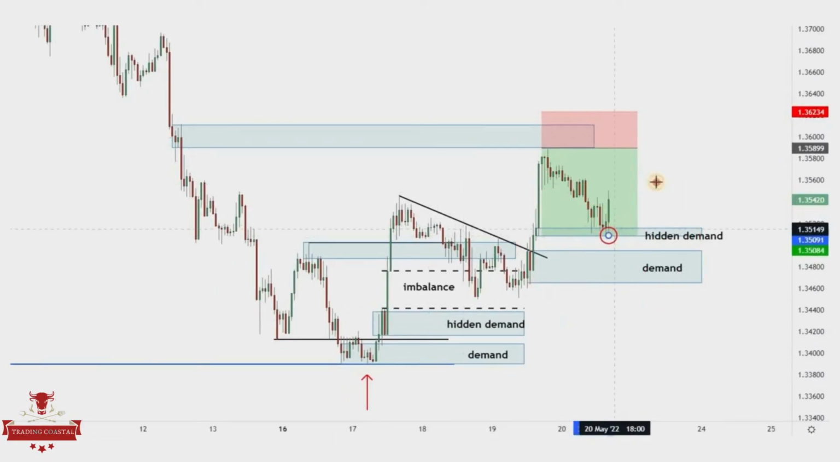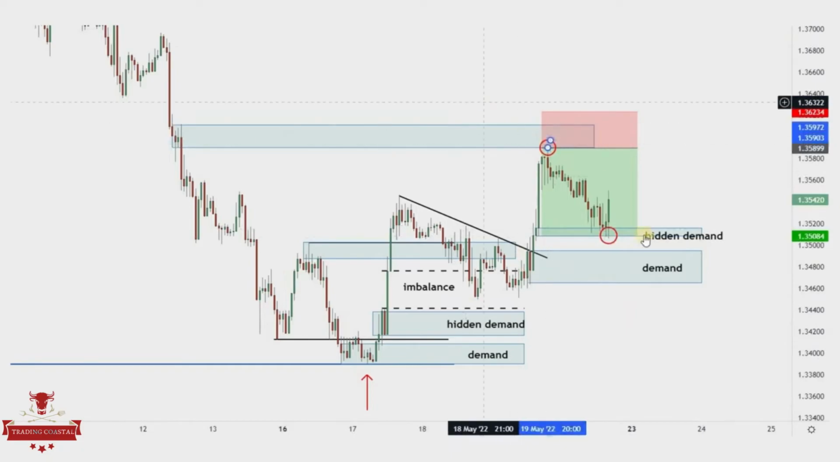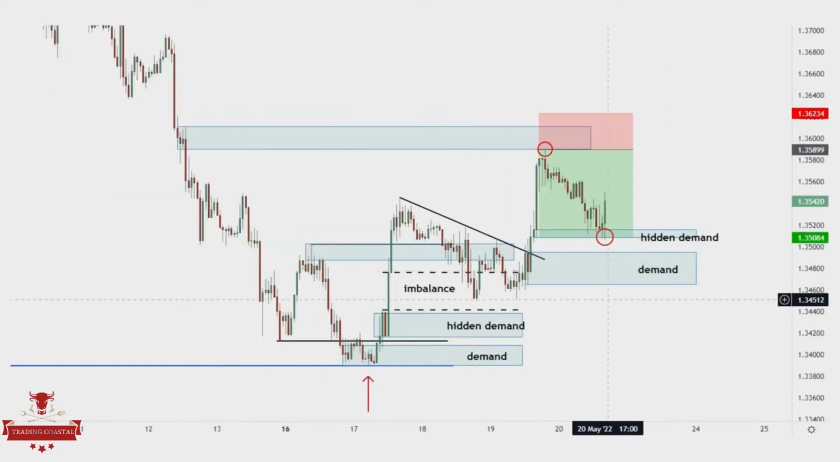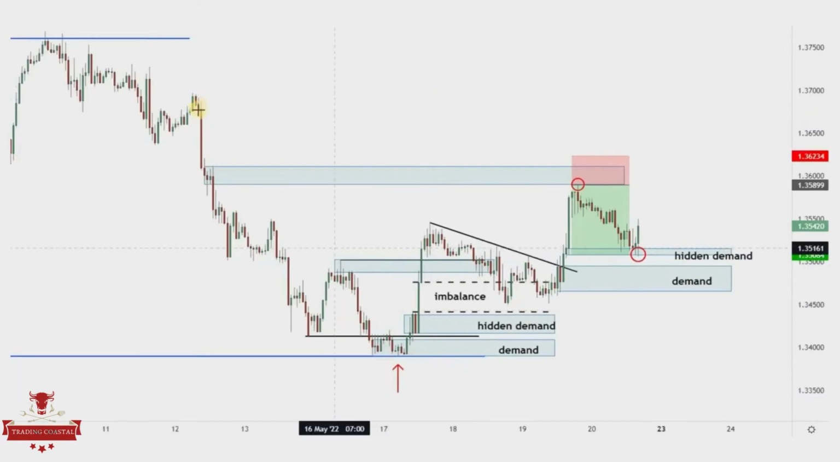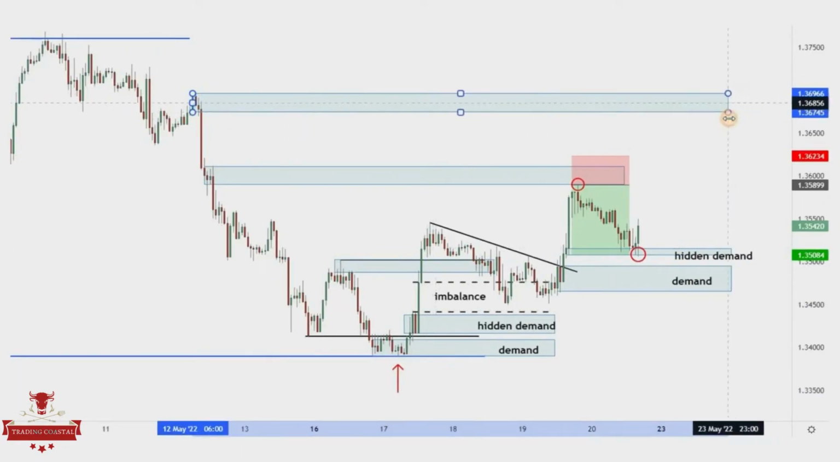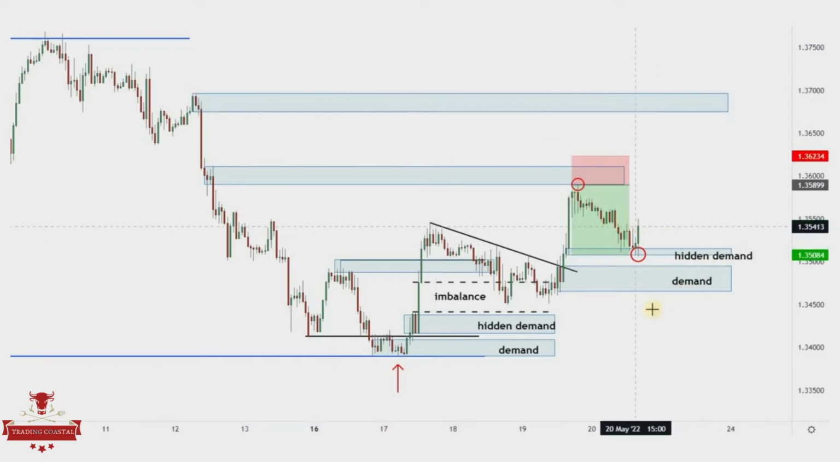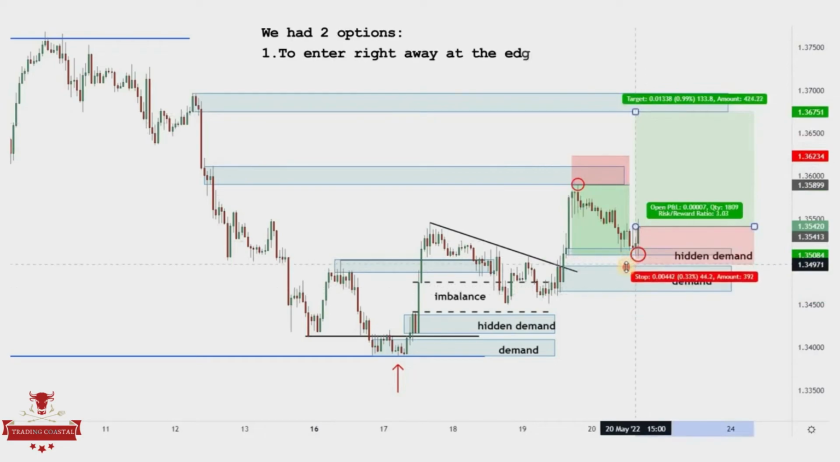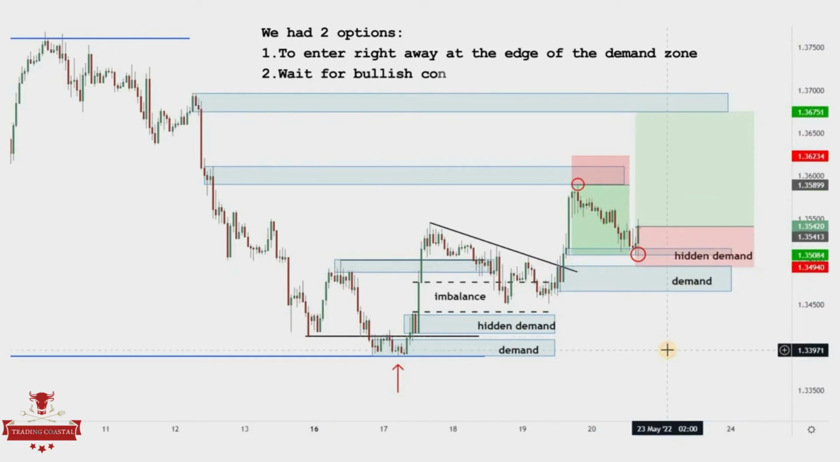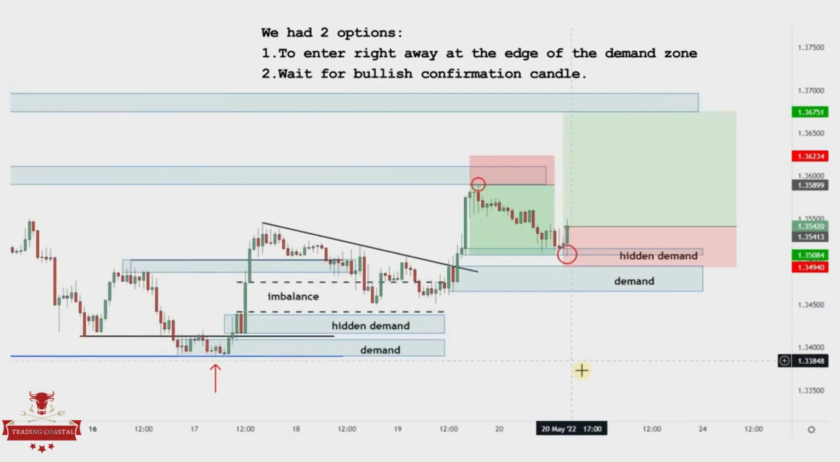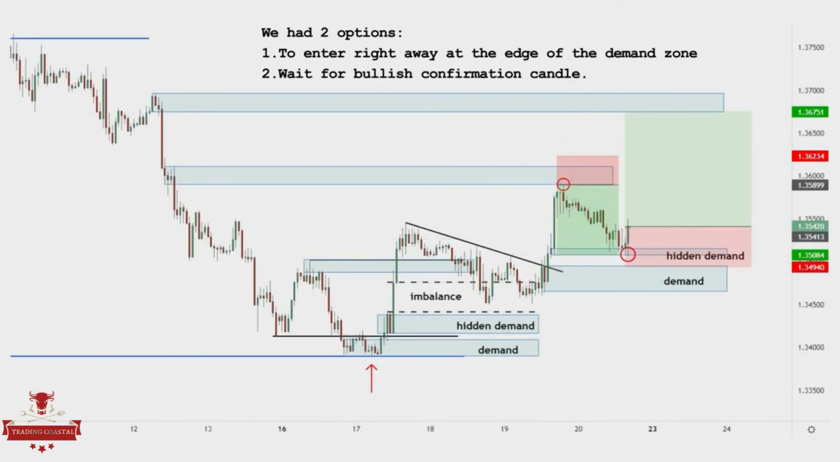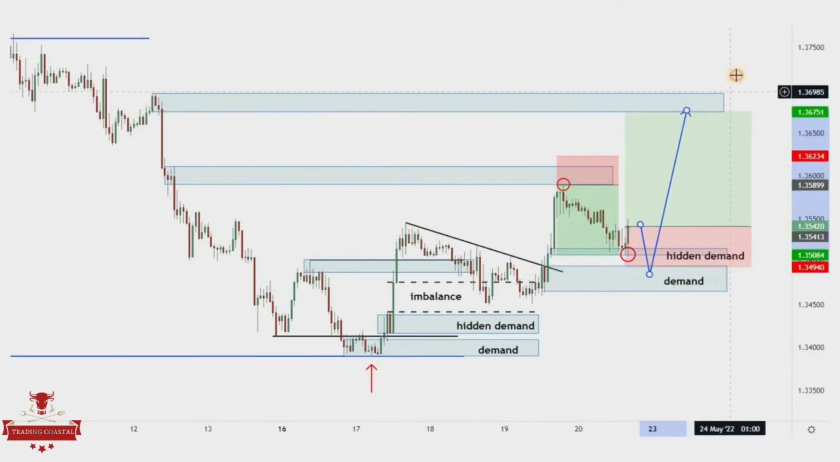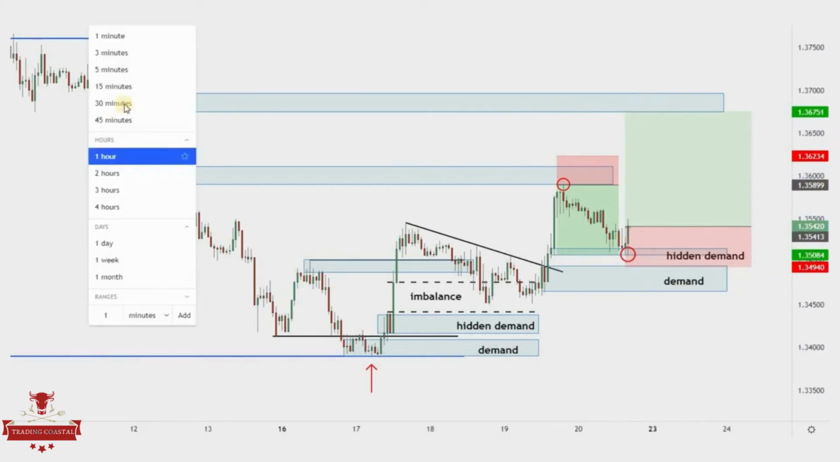As we can see, the price is moving as we expected and touched the first demand zone, the hidden one. And as we did on the first setup on this pair, we are going to define the next fresh supply zone, that will serve as a target for the buy trade. We had two options: to enter right away at the edge of the demand zone, or wait for a bullish confirmation candle. When we choose the first option, the stop loss is recommended below both demand zones. On the second option, the stop loss is recommended below the hidden demand zone. The target remains the same for both options.